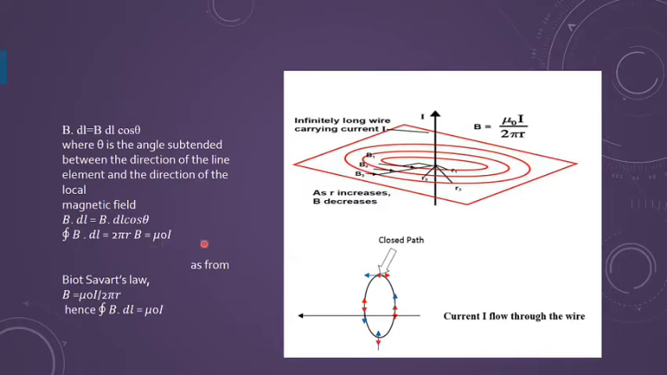Whether I take a small distance or a large distance, because it is an Amperian loop we are simply using to find it, the line integral is equal to mu naught I, independent of this distance. But of course, you should know that if you go to a far distance, B decreases as r increases. This is by your common understanding.